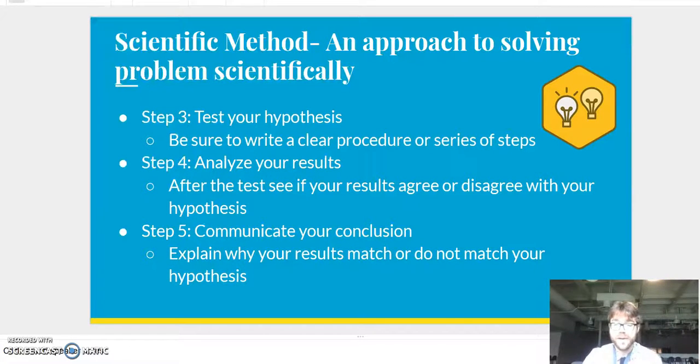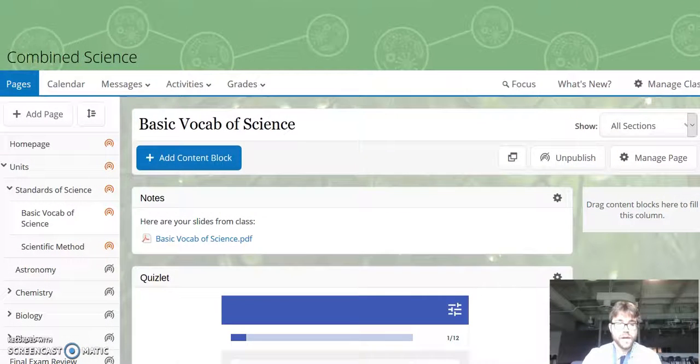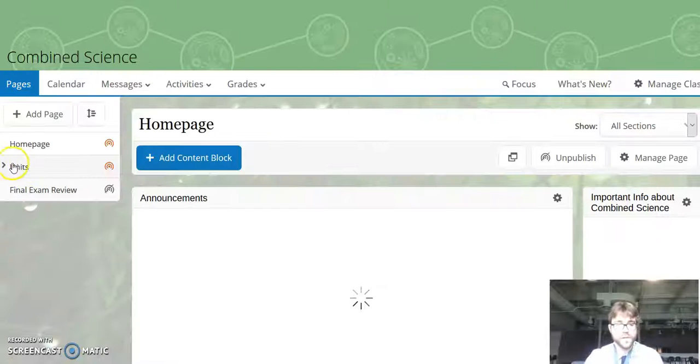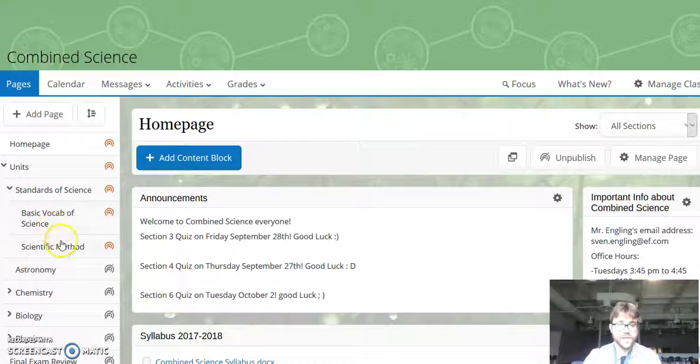All right, guys, remember, a lot of your notes are going to be on Haiku. Looking at Haiku here, in order to find things, you guys are always going to start on the home page. You're going to press units. And then here you guys are under standards of science. You guys are going to find your notes.